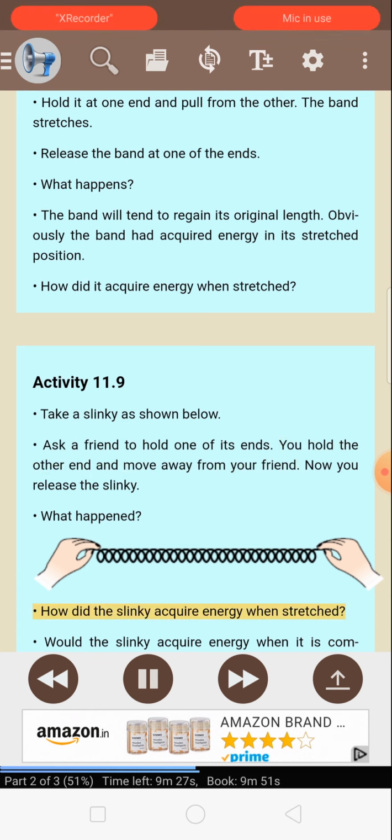Activity 11.11. Lift an object through a certain height. The object can now do work. It begins to fall when released. This implies that it has acquired some energy. If raised to a greater height, it can do more work and hence possesses more energy. From where did it get the energy?